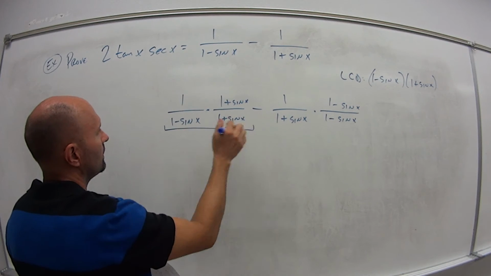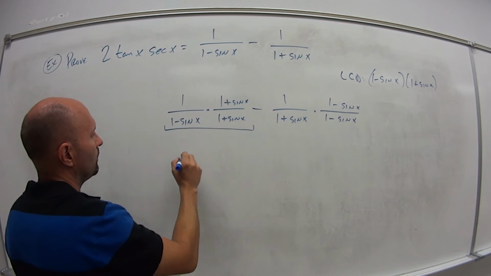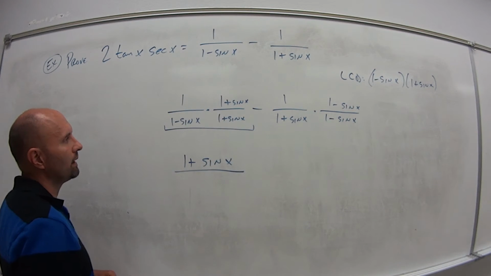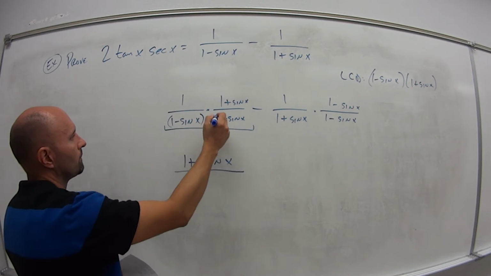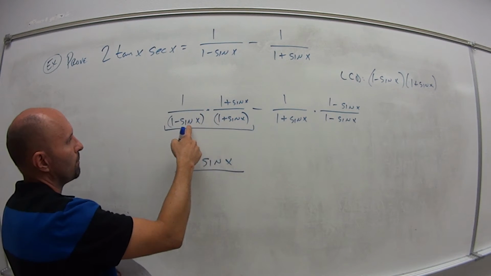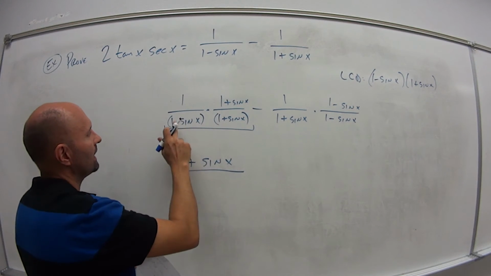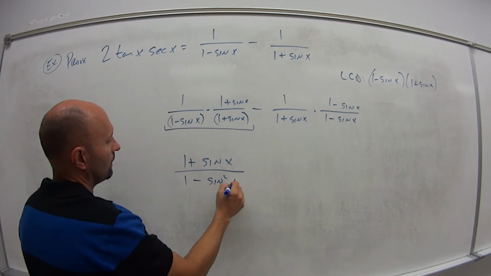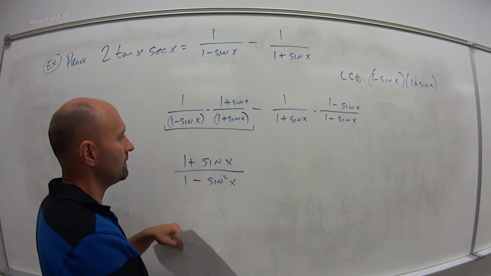So this one here, because I'm multiplying, what do I do? I multiply numerators, I multiply denominators. So I get 1 times 1 plus sine of x in the numerator. And in the denominator, I'm going to multiply these two together. If we do FOIL, I get 1 times 1 is 1, plus sine of x minus sine of x. So the outside and the inside terms cancel. And I get minus, because negative times positive is negative, sine squared. And what does this look like? That's right, one of our main Pythagorean identities.